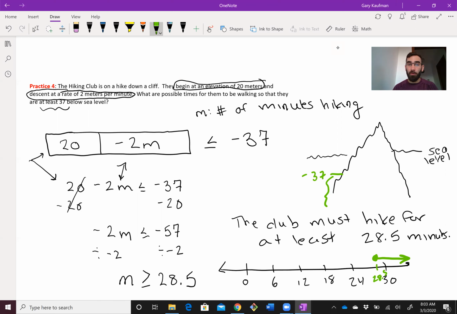So those are our 4 practice problems for today. Next class, we will do a blend of equations and inequalities. So you're going to get further practice on this. So if you're not sure, make sure you ask for help.